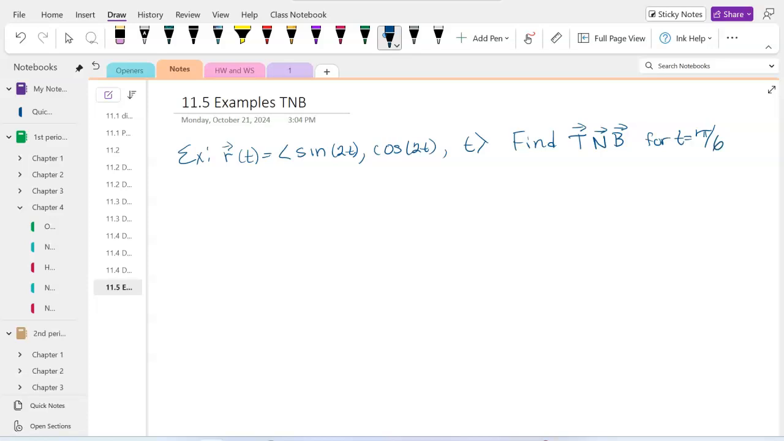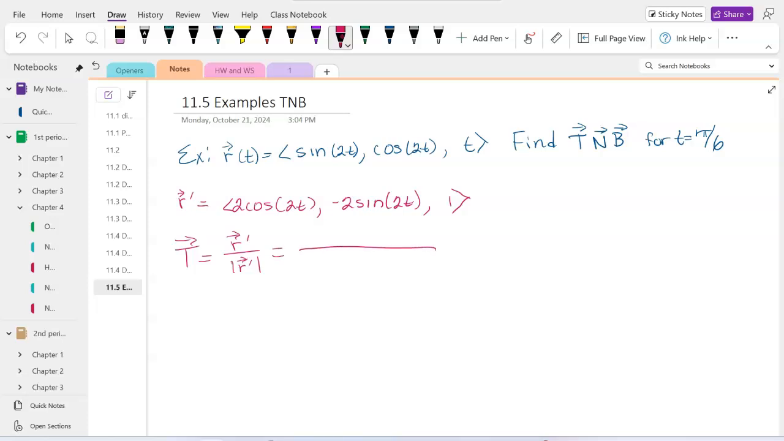So first thing we have to do is find r prime. So here's r prime. And because you guys were all awesome BC students, I'm confident you can quickly get through this chain rule derivative and you find your r prime. The next thing I want to do is find T. And T is simply r prime over the magnitude of r prime.